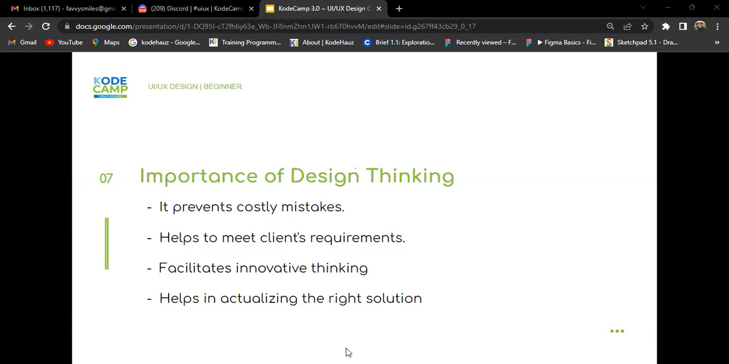It is in this phase that you get to come up with a lot of ideas. You're going to come up with a lot of ideas. It's going to improve your innovative thinking. And we have the last one to be, it helps in actualizing the right solution. Design thinking process, it helps you do that. You come up with the right solution to whatever problem that you're facing or whatever problem the application is about.